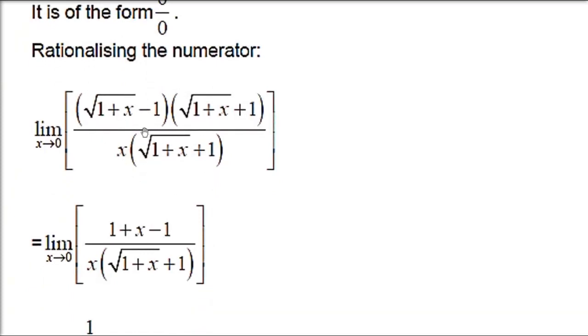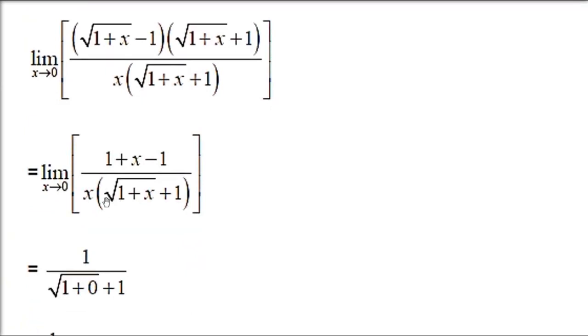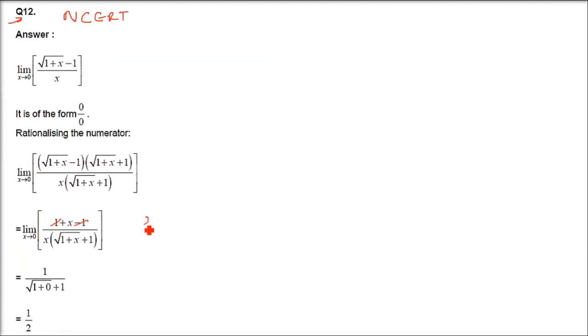So 1 gets cancelled, x will be in the numerator, and the x's get cancelled because numerator and denominator both have x. You have 1 by under root 1 plus x plus 1, only x will remain, x gets cancelled, and this x you can put as 0. So 1 by under root 1 plus under root 1, that is 1 plus 1, that is 1 by 2. So this is 1 by 2 you are going to get. This is the final answer.